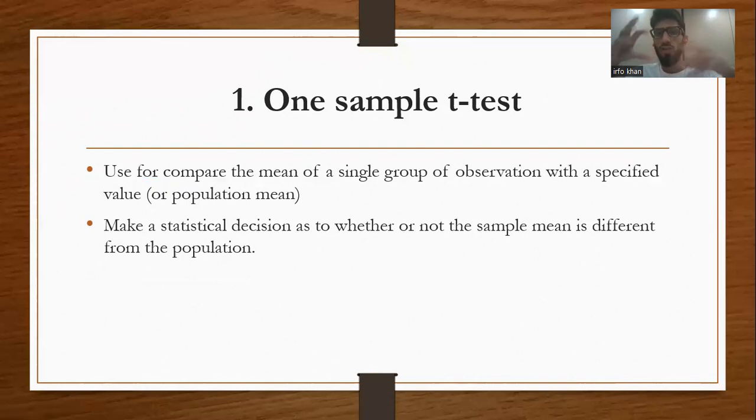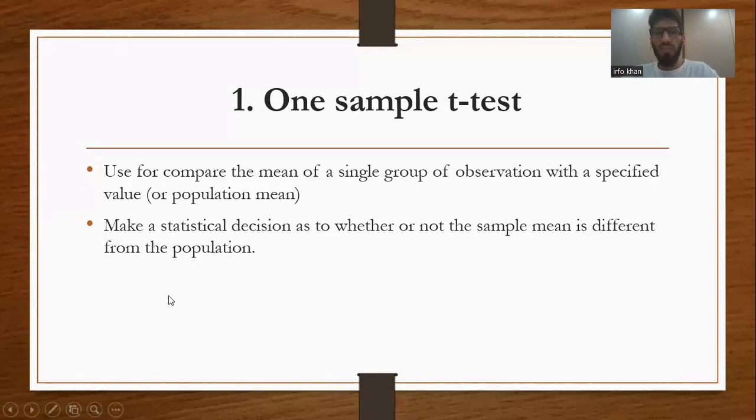In short, if you have one value and you want to compare it with some constant value, in this case you will use the one sample t-test. You have one sample, which is the sample data, and the other is the constant value. So you want to compare the constant value with your results. In that case, you use the one sample t-test.